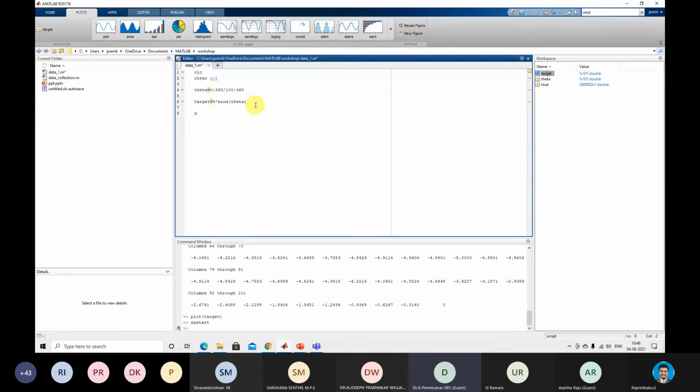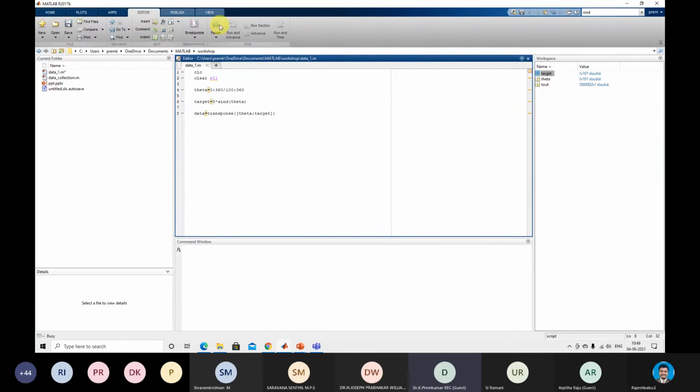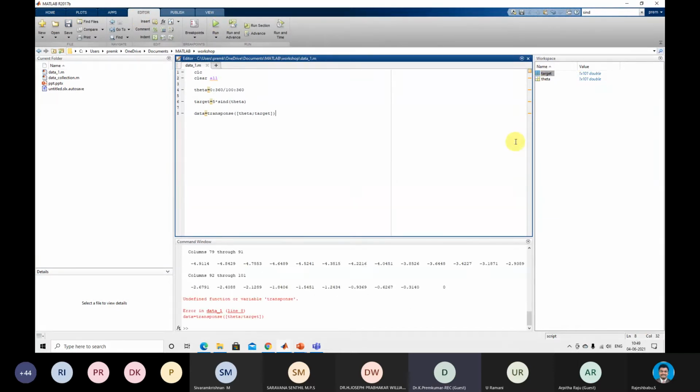So you have to use another data variable equal to theta. The first column should be the input and the second should be the target, and then you have to take the transpose of the matrix. Next you have to execute this file. So now we will get an error, what error are we getting.